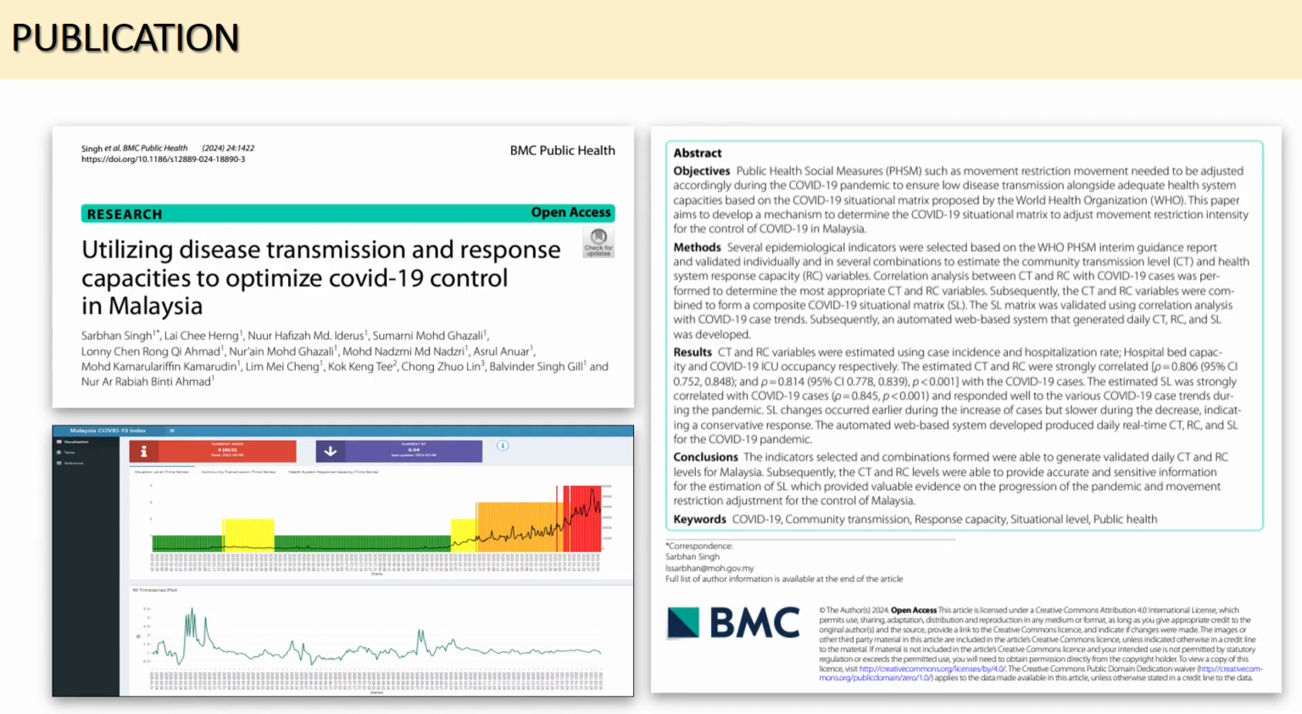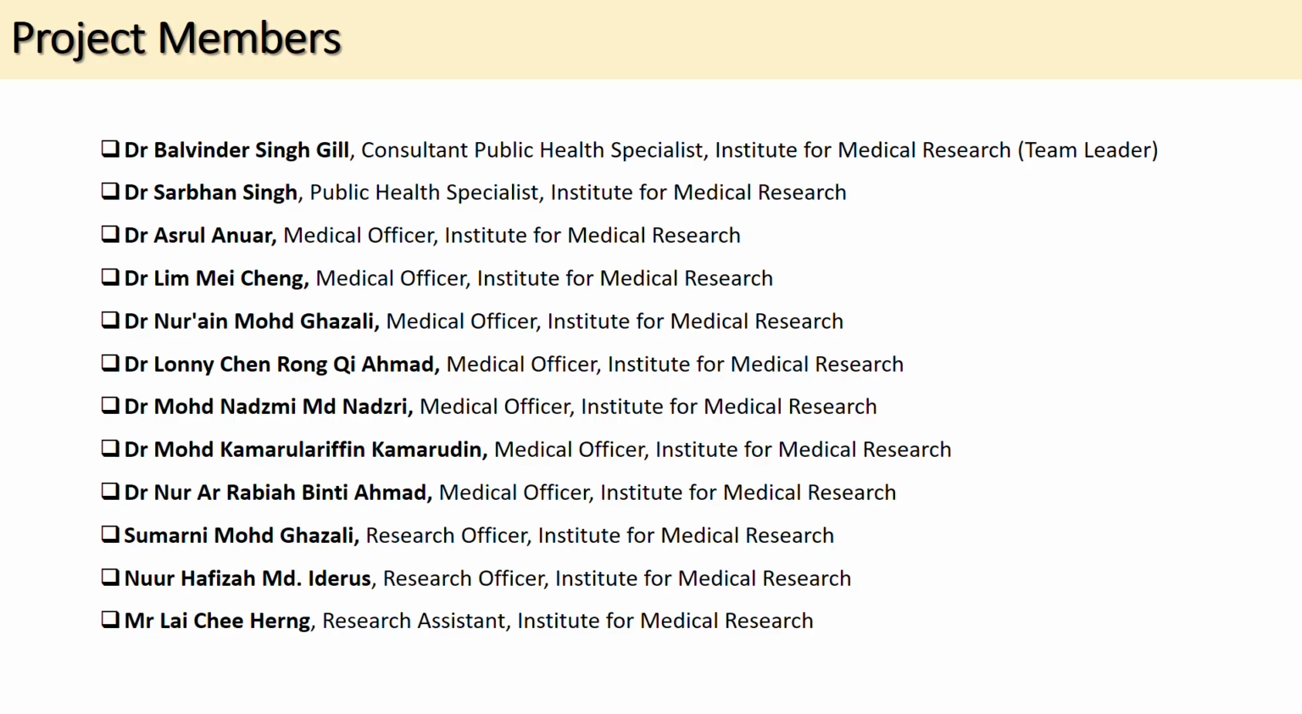The innovation that we have just presented today has also been published in a peer-reviewed journal known as BMC Public Health, and these are the list of the project members that were involved in the development and formulation of the COVID-19 situational level metrics innovation.